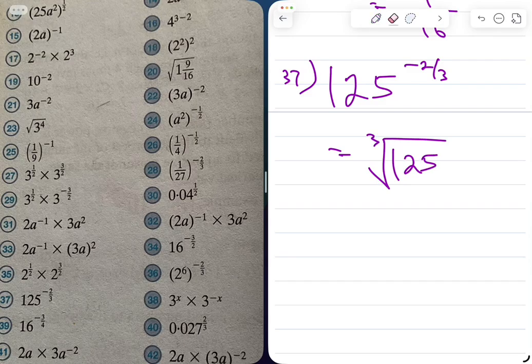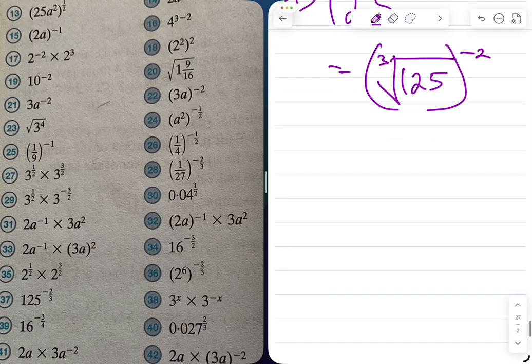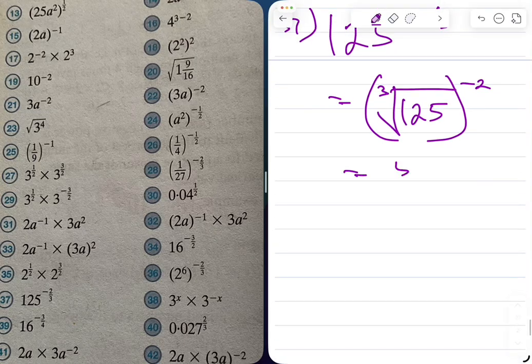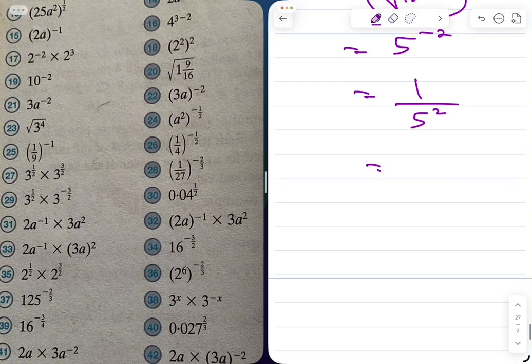This is how we go. You put the root sign, you put the denominator of the power here, that means cube root, and you write the number under the root, which is 125, and you raise the whole of that to whatever the numerator of the power is, which is minus 2. So that's the cube root of 125 raised to the power minus 2. The cube root of 125 is 5, and that's 5 raised to the power minus 2, which means 1 over 5 raised to the power 2, and that's equal to 1 over 25.